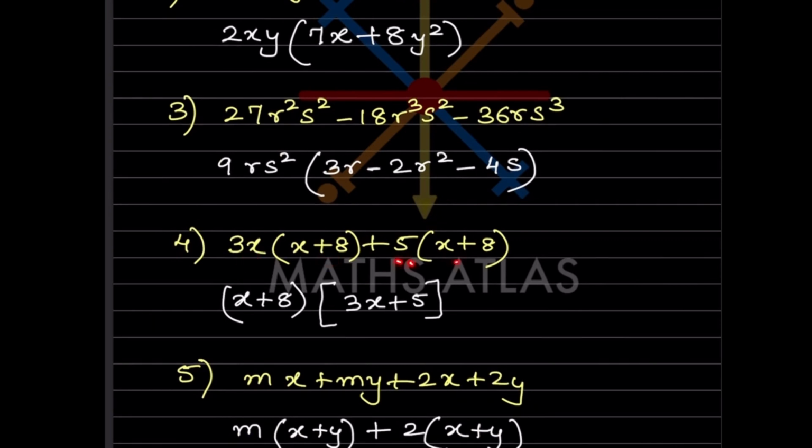Plus 5 we have, and this is x plus 8. So now we can see in this bracket, this also is x plus 8, this also is x plus 8. That we can take as common only once. And then what remains outside is 3x, and this is plus 5. So that is in the other bracket. So this is the answer.